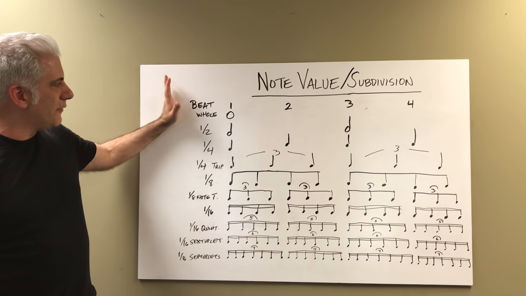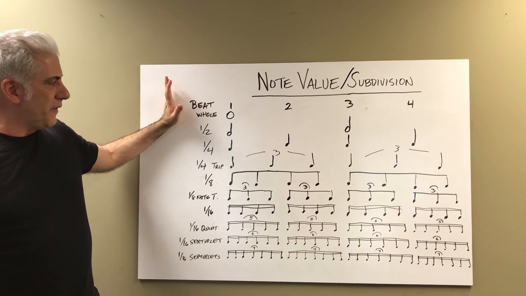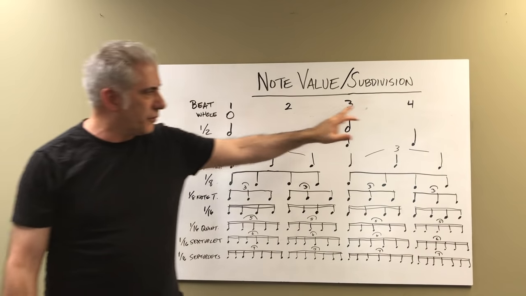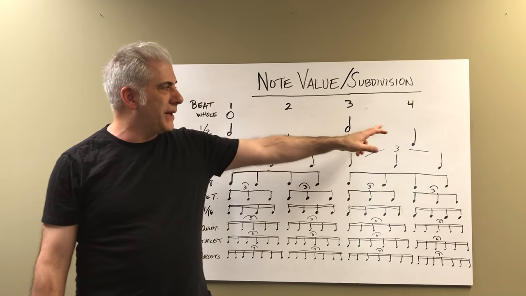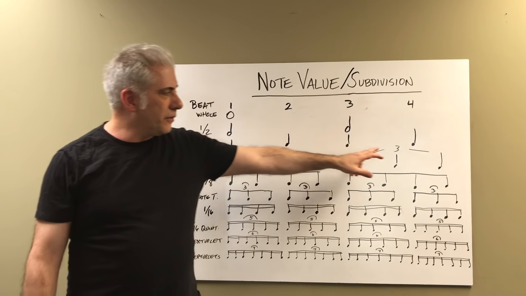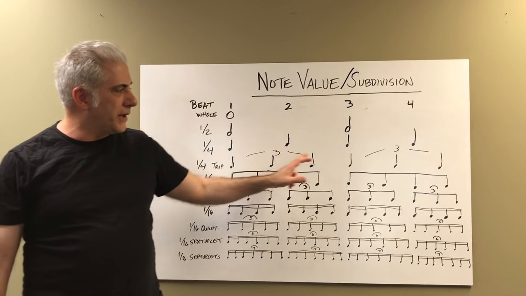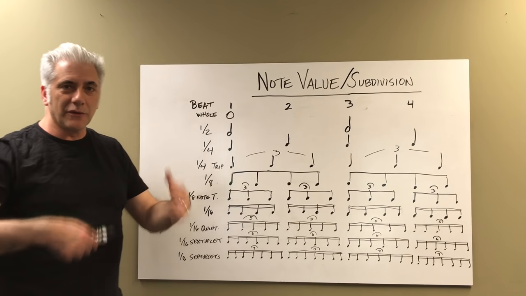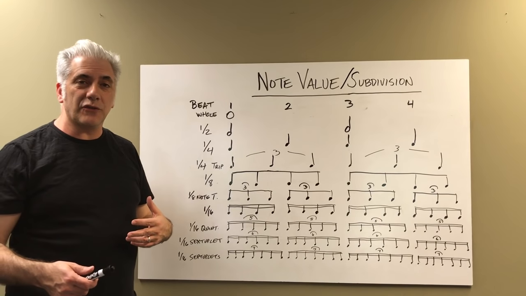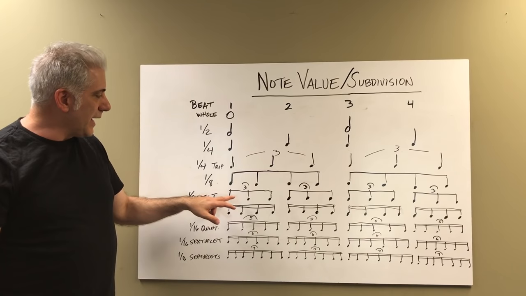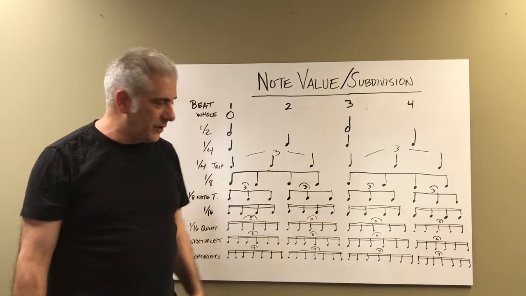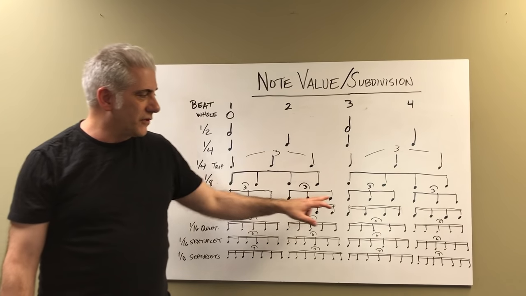So here I have a 4-4 bar divided up into different subdivisions. Okay, so we have a whole note, which of course is worth 4 beats, half notes are worth 2 beats each, quarter notes are worth 1 beat, then you have the quarter note triplet is the next. So I'm going in increasing rapidity, so that these note values get faster and faster as we go along. The next I have are eighth notes, okay, which obviously there's 8 eighth notes in a bar. Then we have eighth note triplets come next.